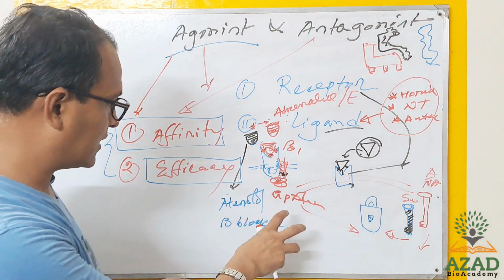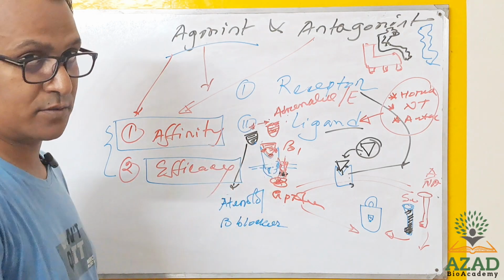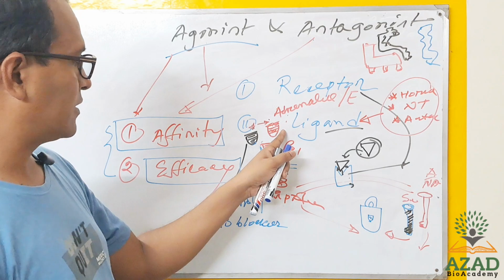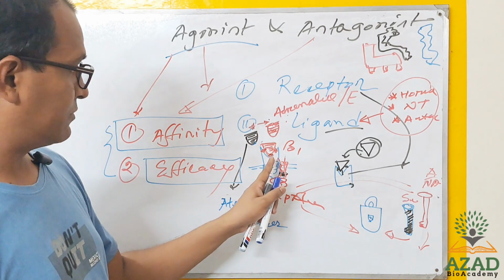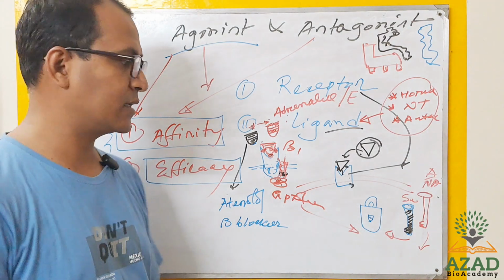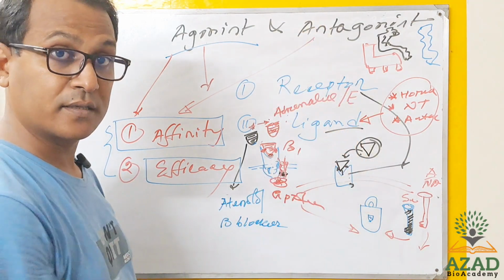So now here I consider it as a beta 1 receptor. You know beta 1 receptor is a G protein coupled receptor. So when noradrenaline or adrenaline binds with the beta 1 receptor, it will change the conformation of the receptor, and the G protein will be activated and give its function. It will increase the heart rate.